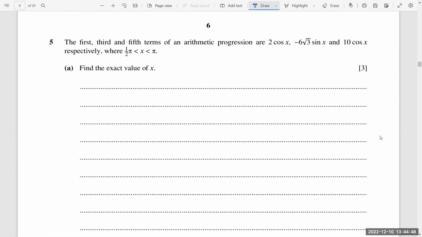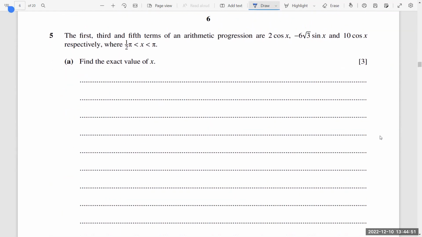Okay, next question, number 5. The first, third, and fifth terms of an arithmetic progression are: the first term is 2 cosine x, the second term I don't know, no problem, the third is negative 6 radical 3 sine x, the fourth term I don't know, and the fifth term is 10 cosine x, respectively. And x lies between half pi and pi. It means x is an obtuse angle.